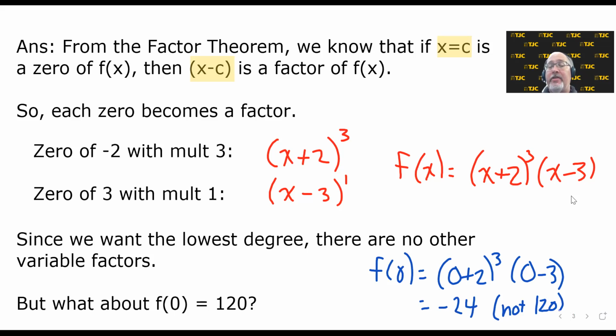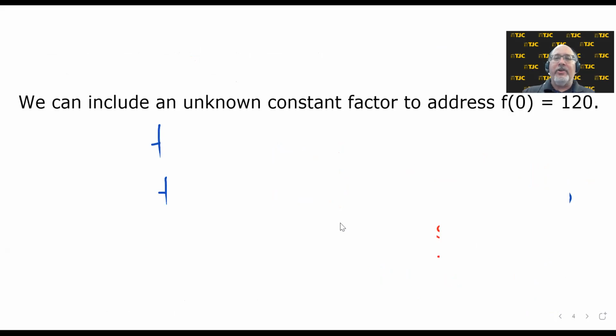The answer is to throw in another factor. Now you might be saying, you just said don't put in another factor. And what I said was don't put in another variable factor. Well, what other factors could we put in? Something that's not a variable. In other words, a constant. We can include an unknown constant factor to address f of 0 equals 120.